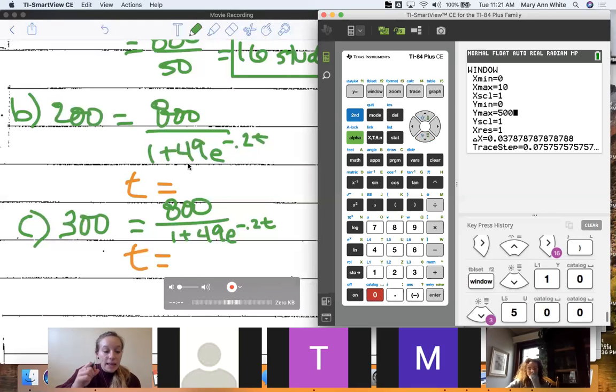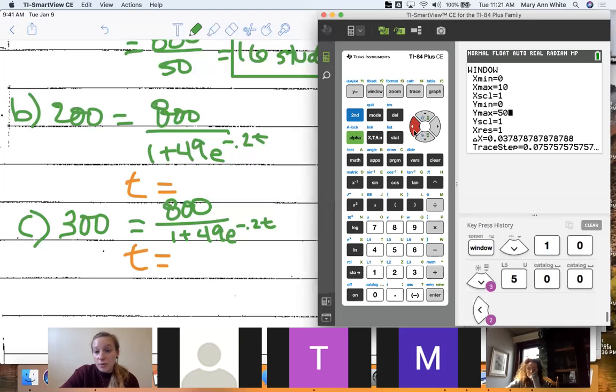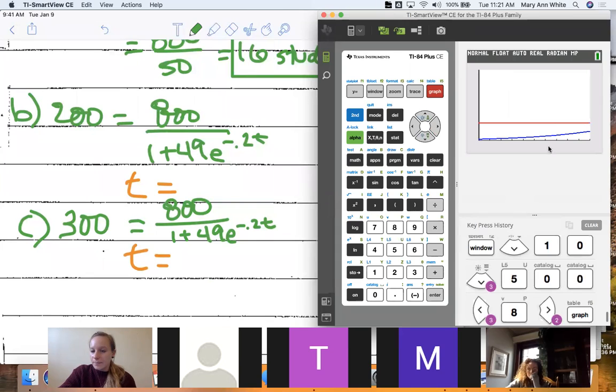Also think about my limit to growth. The numerator is 800, so the very top of my graph goes to 800. So I also could do that. I could just go to the very top of my graph and find out from there. But I at least need to be more than 200 or 300. Let's graph that and see.